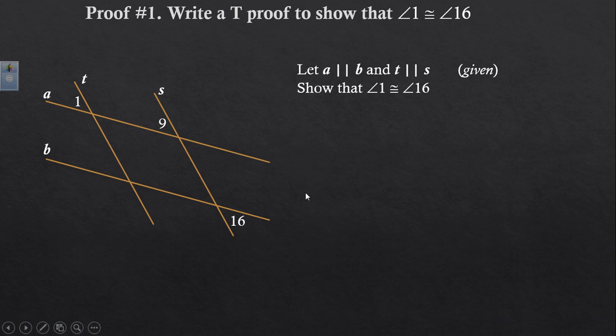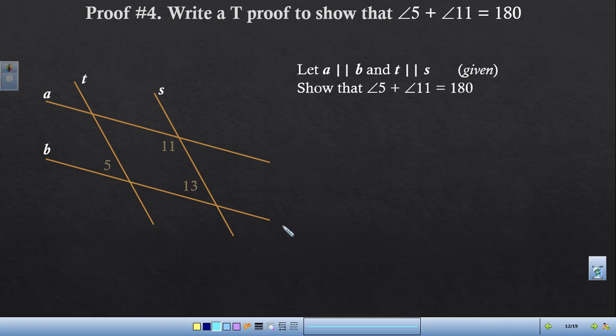This is a consecutive interior angles proof. Same idea though, we've got A parallel to B and T parallel to S, so we will connect here. This is a corresponding angles relationship from T to S, and then 11 to 13 is CIA from A to B. So angle 5 is congruent to angle 13, corresponding angles theorem because T is parallel to S.